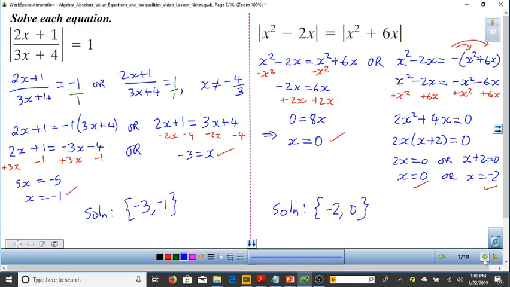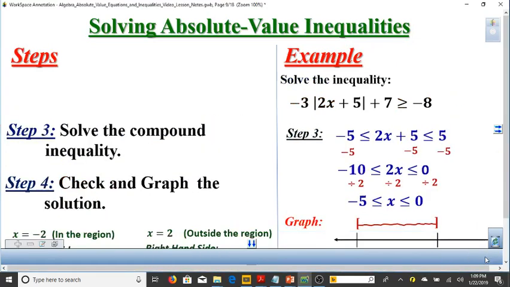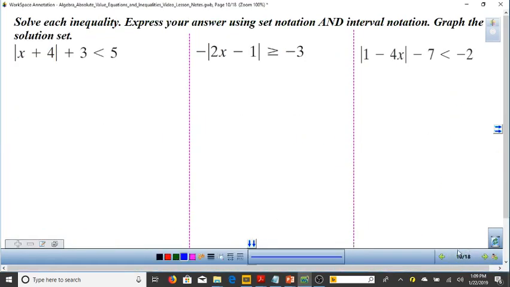All right, let us go on to our next concept, which is solving absolute value inequalities.